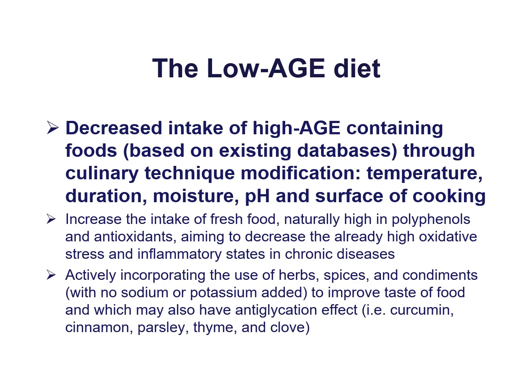much less AGEs. This leads to what we call a low AGE diet. Essentially, it's the decreased intake of high AGE containing foods based on existing databases in the literature, and that modification of the AGE content has been obtained through culinary technique modification: temperature, duration, moisture, pH, and surface of cooking.